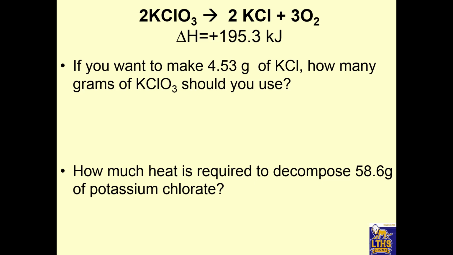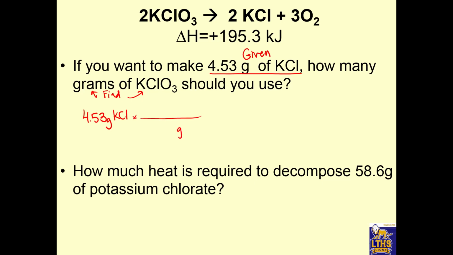I want to make 4.353 grams of potassium chloride. Okay, so this is given. What do I know? How many grams of, so find grams of KClO3. All right, so 4.35 grams. Ooh, I feel like this is coming right out. 4.35 grams of KCl. That's given.